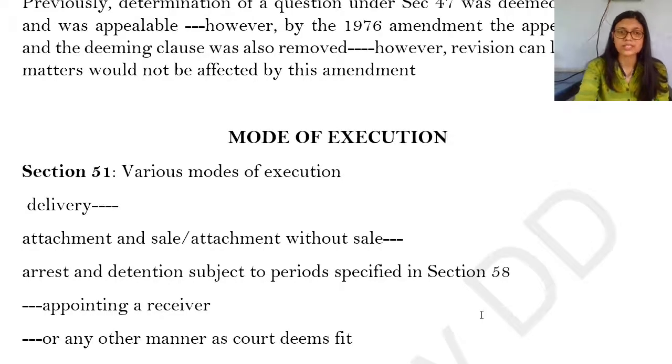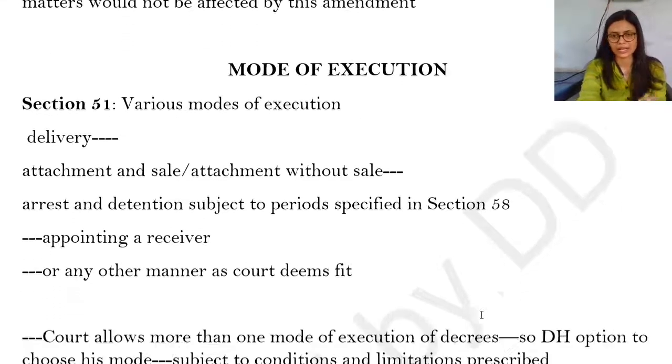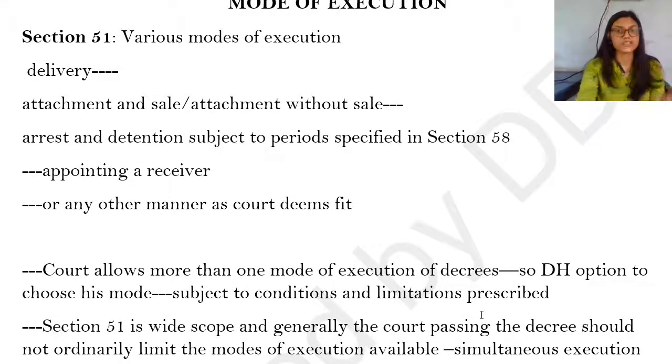Now we also need to understand that it's not necessary that just because the court told you that you can go for appointment of a receiver, that is the only mode of execution. You can go for more than one mode of execution also. A decree holder has the option to choose which mode he wants to go for, but it would be subject to the limitations and conditions prescribed. Section 51 has a wide scope, and the court passing the decree will not ordinarily try to restrict the modes by which a decree can be executed. It can also allow simultaneous execution.